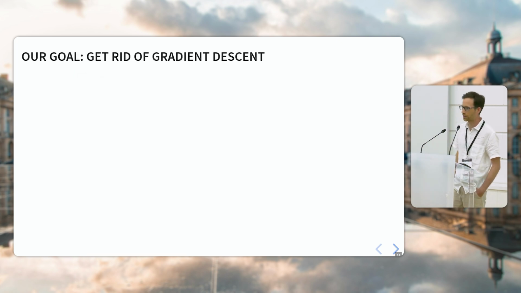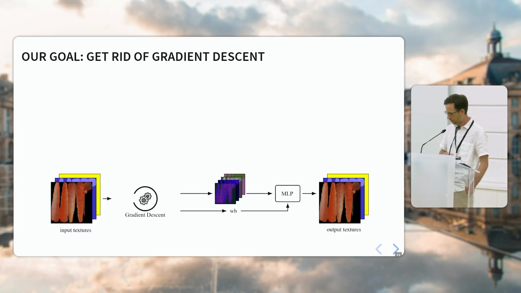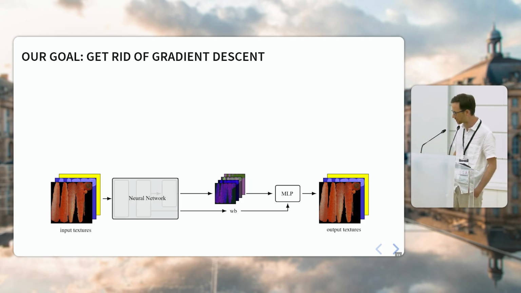So how do we get rid of the gradient descent algorithm? Let's go back to the picture, and we are going to be not clever at all. We replace the gradient descent by a neural network.